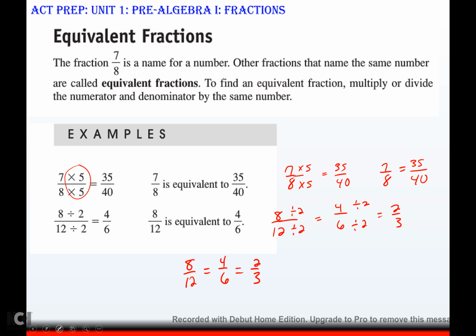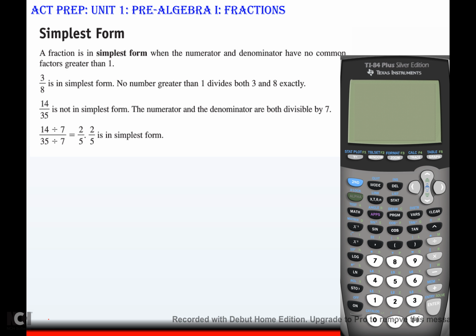Okay. Simplest form. A fraction is in simplest form when the numerator and denominator have no common factors greater than 1. 3/8 is in simplest form because no number greater than 1 divides both 3 and 8 exactly. Like, I can't divide the top and the bottom both by 2, by 3, but the only thing they have in common is 1.